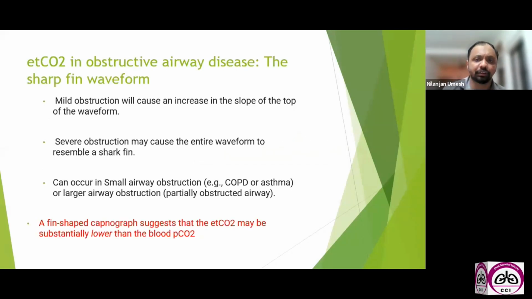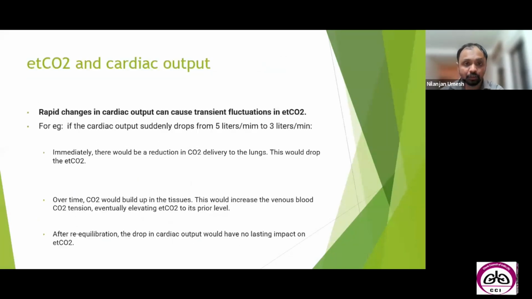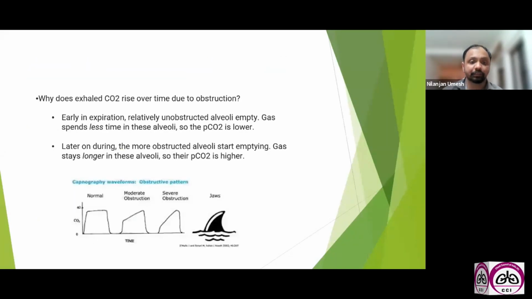Now EtCO2 in obstructive airway disease, we get something called the shark fin waveform. Mild obstruction causes an increase in the slope of the top of the waveform. Severe obstruction causes the entire waveform to resemble a shark fin. And this can occur when there is small airway obstruction as well as large airway obstruction. A fin-shaped capnography suggests that the EtCO2 may be substantially lower than the blood PCO2. So this is the characteristic wave when there is obstruction. As you can see, first there is upsloping and then a characteristic shark fin appearance.